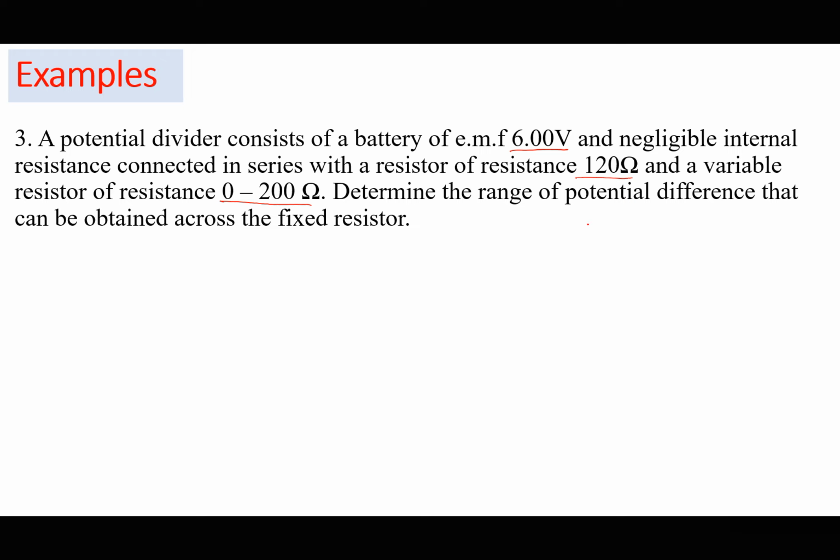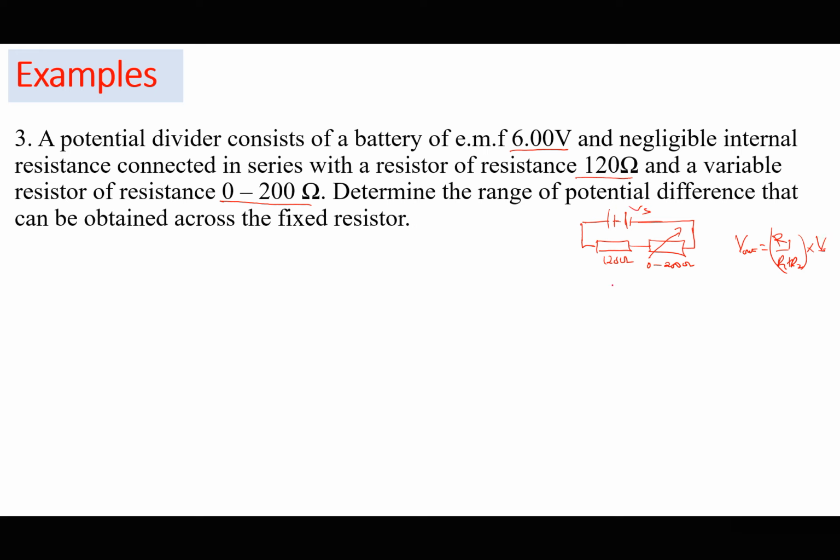We have a potential divider which consists of a battery, negligible internal resistance, in series with a fixed resistor of 120 ohms and a variable resistor between 0 and 200 ohms. Determine the range of potential differences that can be obtained across the fixed resistor. So we want the PD across the fixed resistor using the potential divider formula. V out is equal to R1 over R1 plus R2 times the voltage supply.